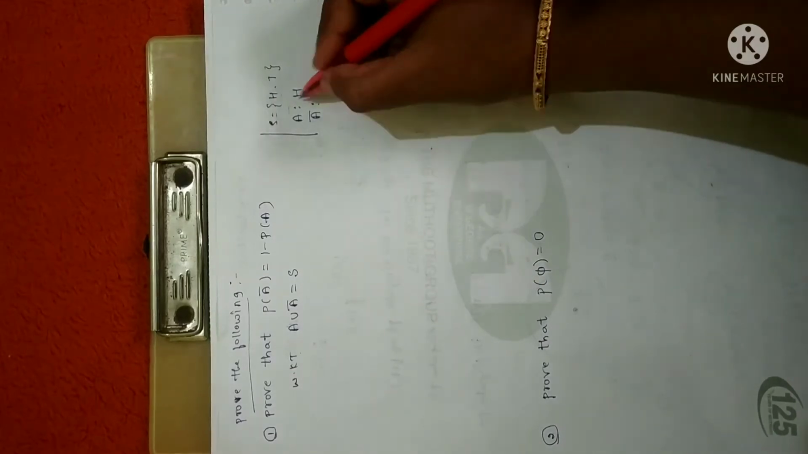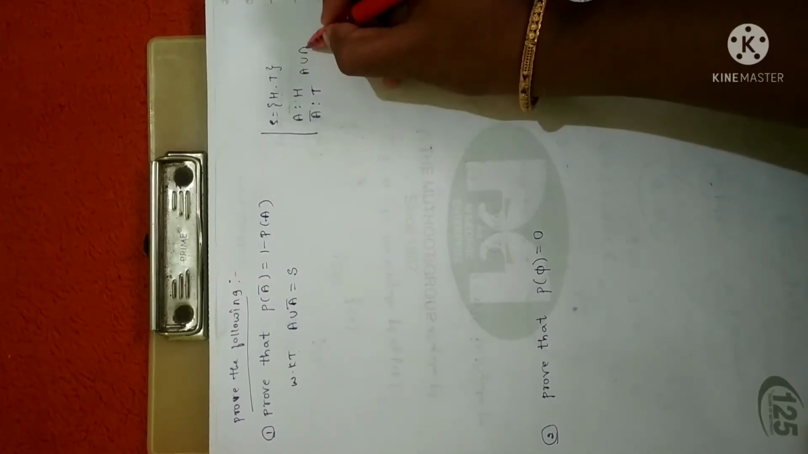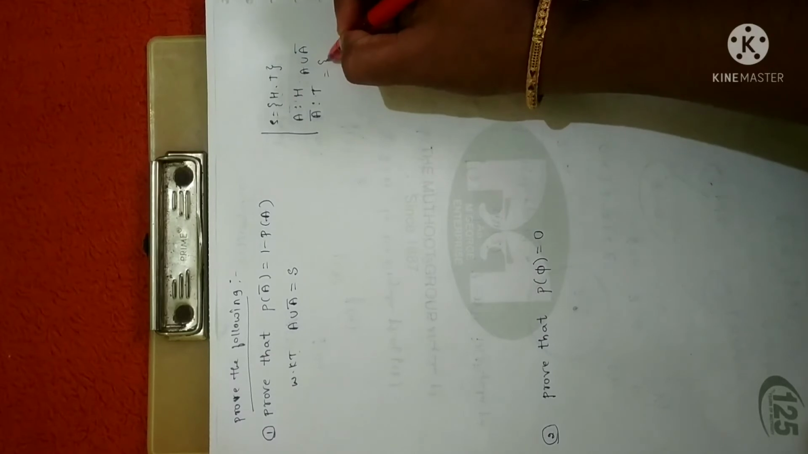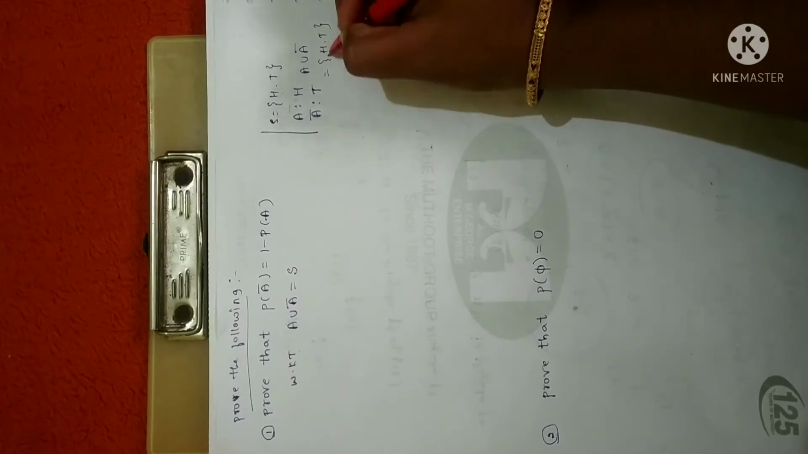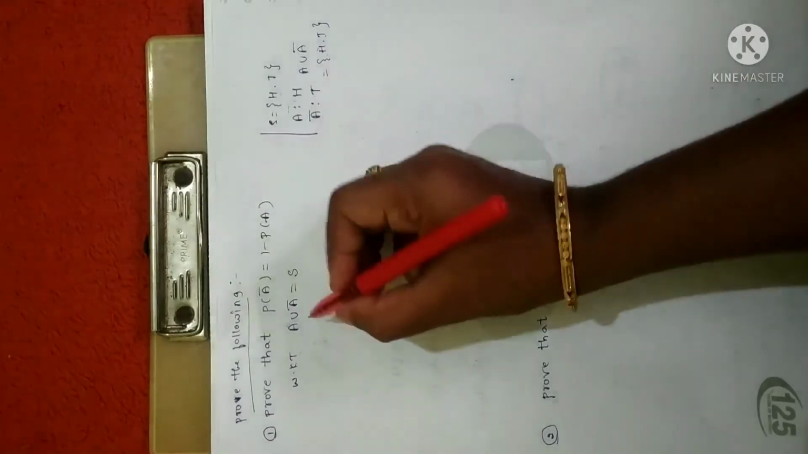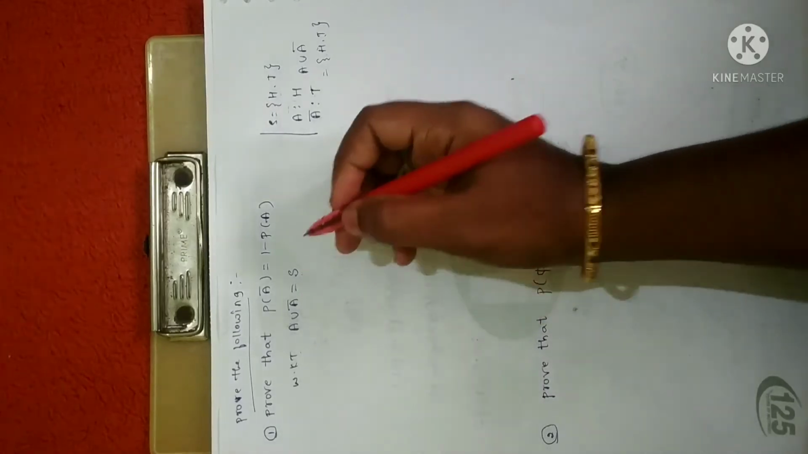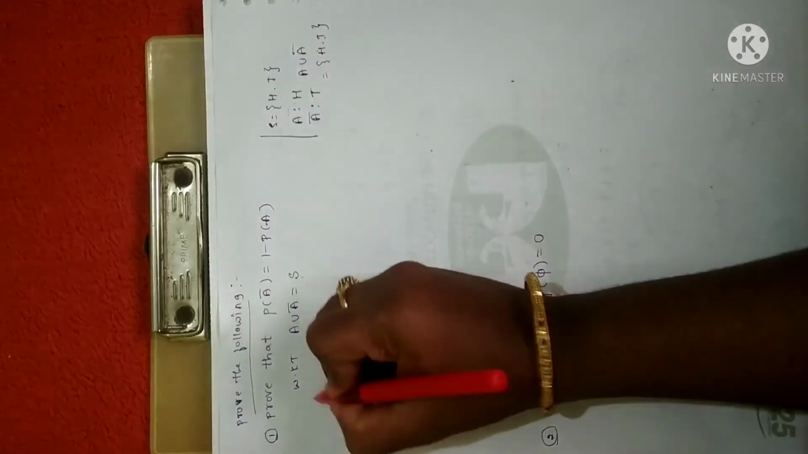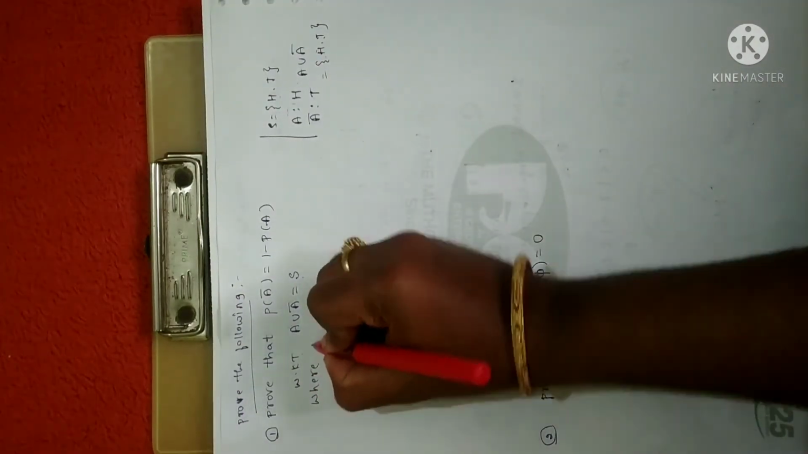So when you combine these two, that is A union A bar, you will get H comma T, that is head and tail. So that is what the sample space is. So I can write A union A bar as equal to the required sample space S. Clear?